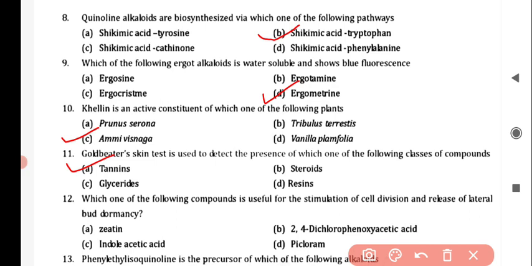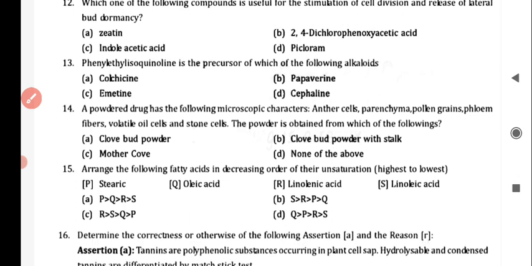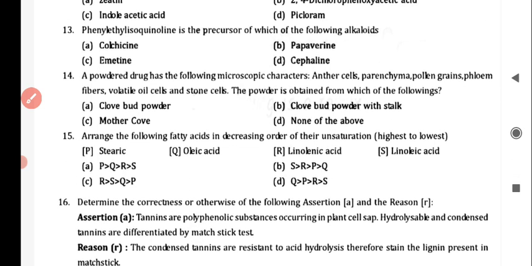Next question is, which one of the following compounds is useful for the stimulation of cell division and the release of lateral bud dormancy? And the correct answer is option A, kinetin. Next question is, phenylethyl isoquinoline is the precursor of which of the following alkaloids? And the correct answer is option A, colchicine.